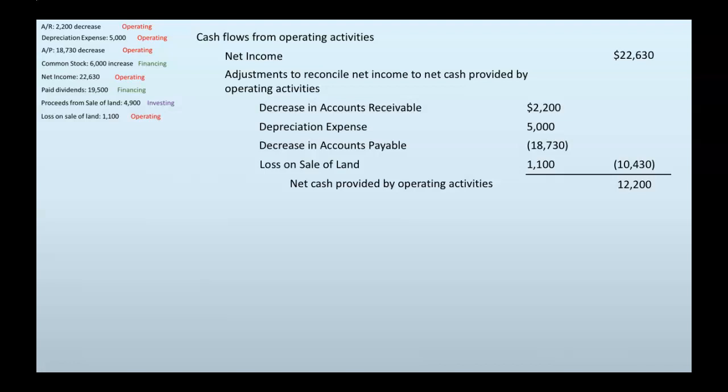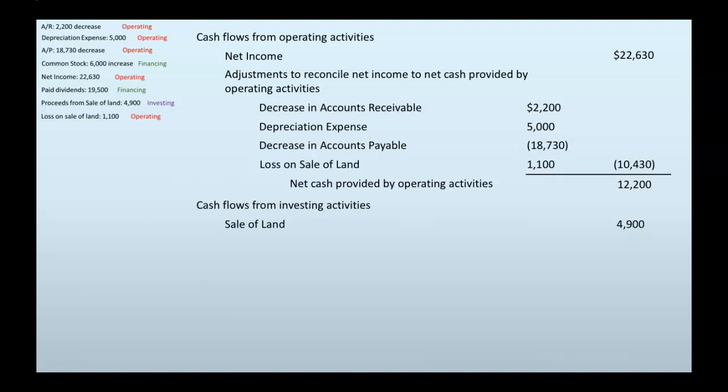So after the operating activities section, we can move on to the cash flows from investing activities. So we take a look up in the upper left. We only had one investing activity. That was the proceeds from the sale of land. So we'll write sale of land, and then we need to think, okay, if we sold land for $4,900, are we getting that money or are we spending that money? Well, if you sell land, you get the money. So it's going to be a positive $4,900.